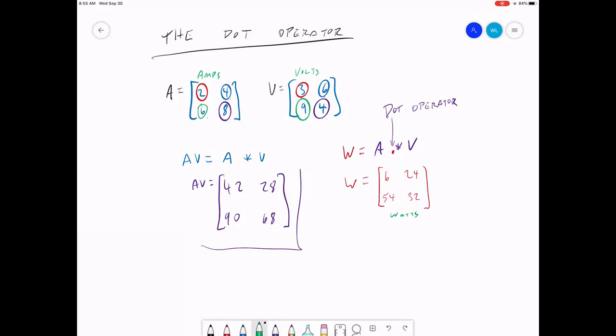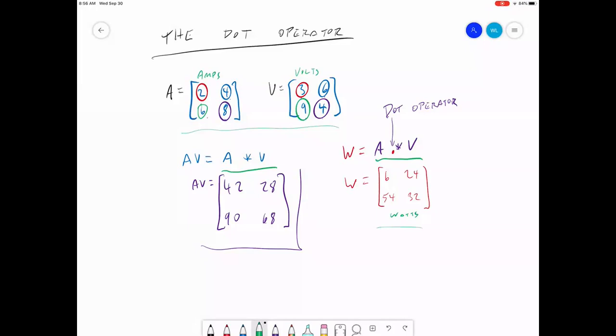So the dot operator, it's particularly important when you have square matrices like this, because you have two separate multiplications, both of which are going to work correctly. MATLAB is not going to argue. If you do A times V, MATLAB will see that that is a perfectly valid matrix operation that will do it, and it'll give you this answer. If you're not paying attention, you may think, okay, these are your wattages. Where in reality, if you use the dot operator, you get a completely different answer.